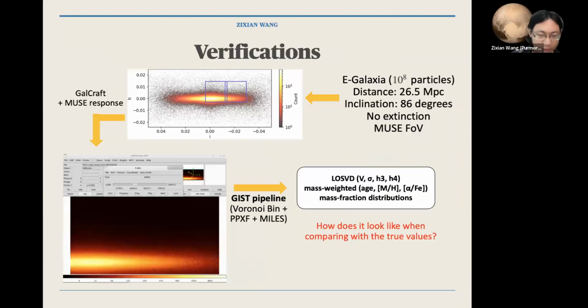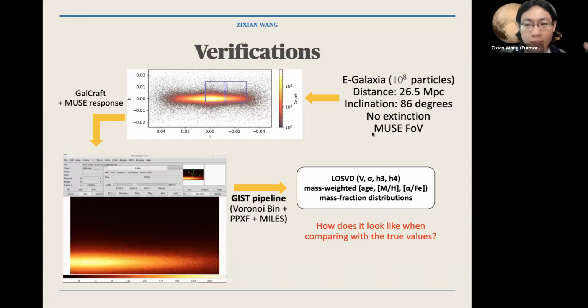So I just do a test. Basically, I call it a verification. I say my Milky Way has a distance of 26.5 megaparsec and an inclination of 86 degrees, so it's almost edge-on. And I didn't apply extinction because extinction will make many things more complicated. And also, if I'm only interested in the ability of pPXF, extinction is not really important here.